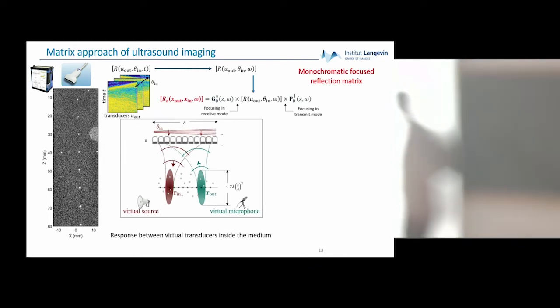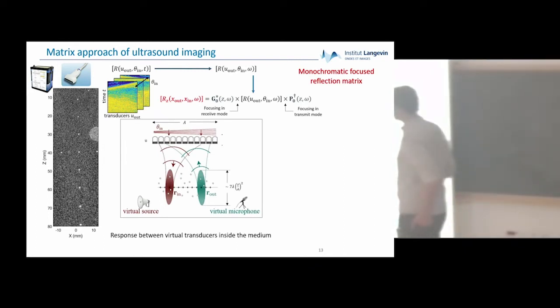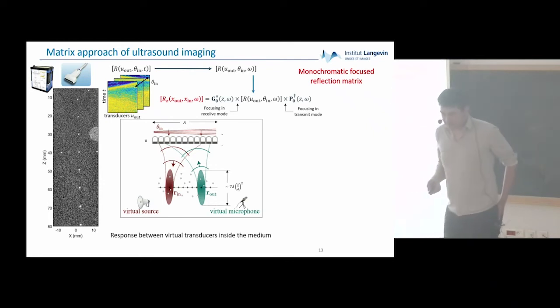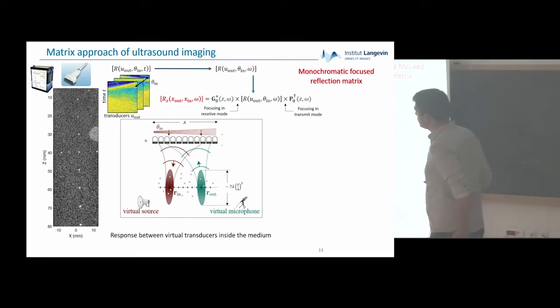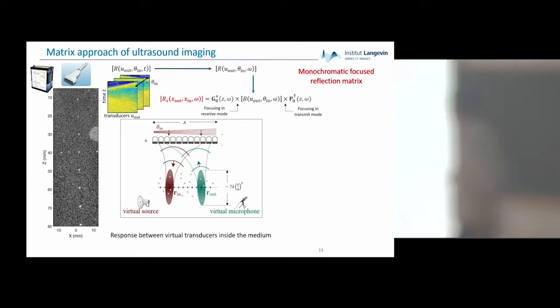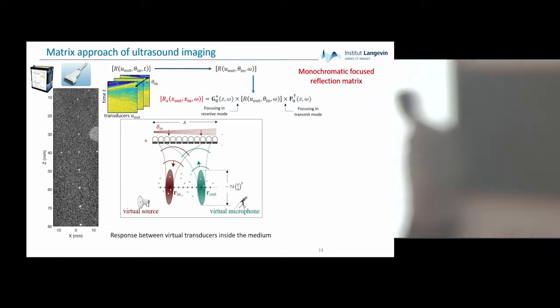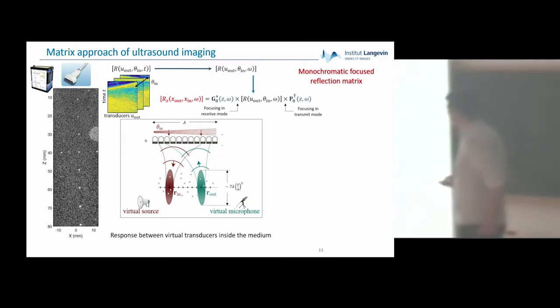So let's see what this focus reflection matrix looks like in a phantom. A phantom is a tissue-mimicking medium, it displays the same mechanical properties as a tissue, and especially it shows an ultrasonic speckle that is characteristic of what we have in the human body. So we often use that to first characterize our methods.